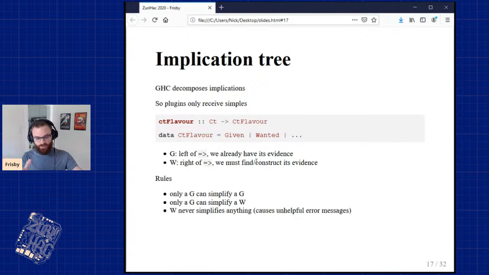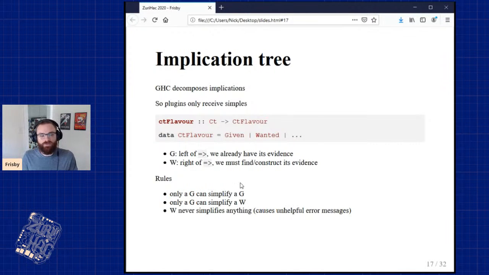There's implication constraints, which come from the whole program, but the constraint solver handles those by decomposition so that your plugin will only see a simple constraint. And then depending on which part of an implication those simple constraints came from, they will either be given constraints or wanted constraints. And then your plugin's job is to use the givens to solve the wanteds.